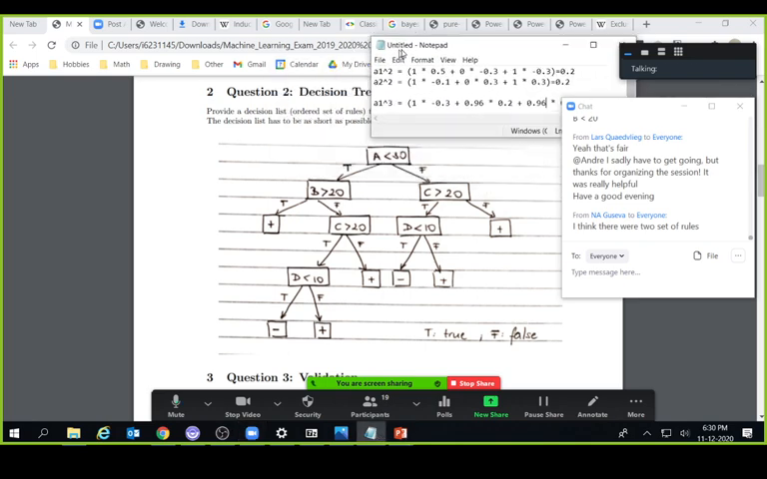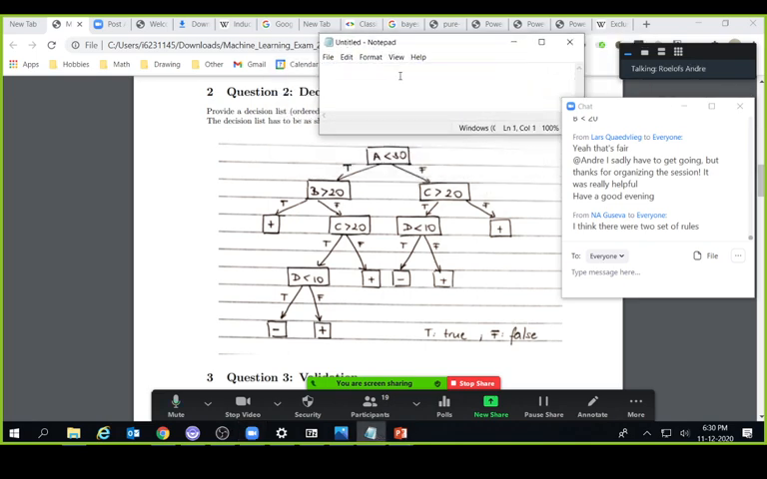Even I'm struggling. If you created a decision tree like this by yourself and asked the teacher to do it, he would also have a problem. So that's fine. Okay. So if A is 30, well, the A doesn't matter, so we can just say if B is bigger than 20, then plus. If C is bigger than 20, then plus. If D is smaller than 10, then minus. Then minus, yeah.